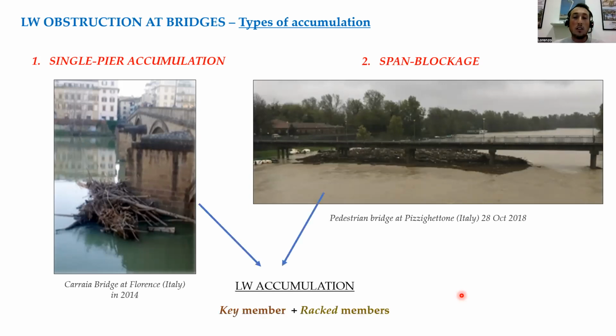In both of these two kinds of accumulation, we can recognize the so-called key members, which are the pieces that start the accumulation, and the racked members, which are the majority, all the elements that come later and stop because there are already some elements entrapped by the bridge piers.